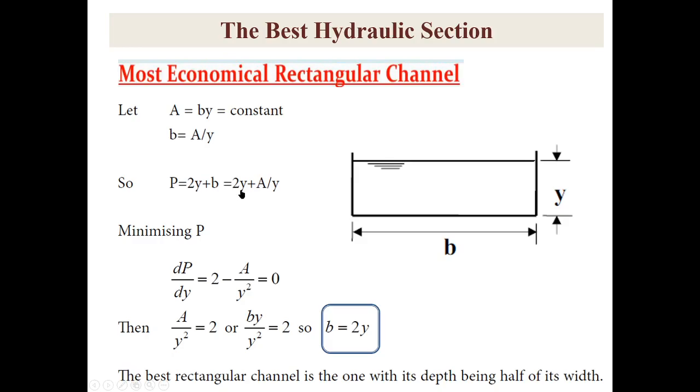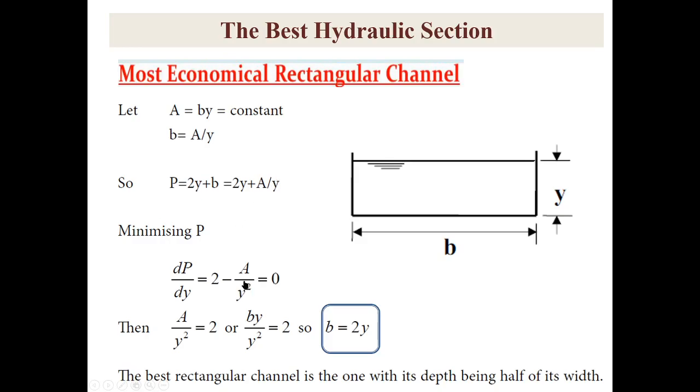Okay, let's take the derivative of this function. For 2y, the derivative should be 2, and A is a constant, therefore you can consider something like 1 over y. Its derivative with respect to y equals minus 1 over y squared. And if you multiply those constants, the entire differentiation is dp over dy equals 2 minus A over y squared, which equals 0, or which must be 0.